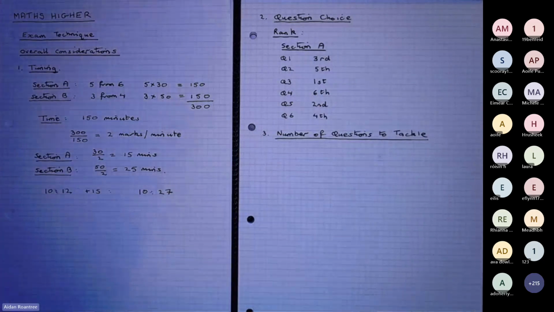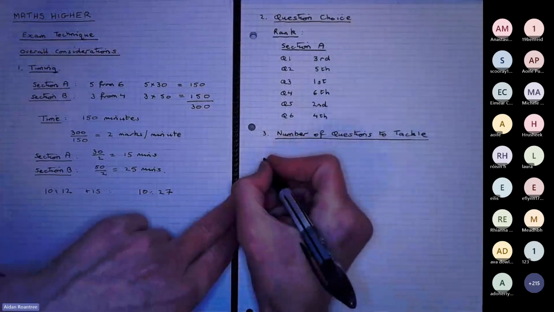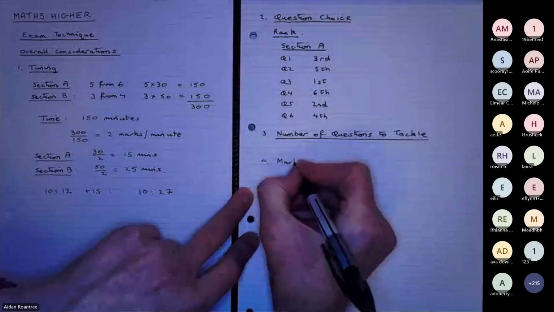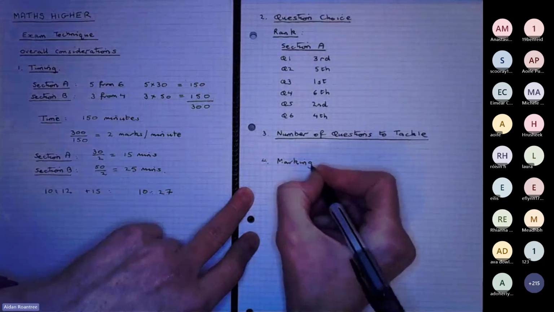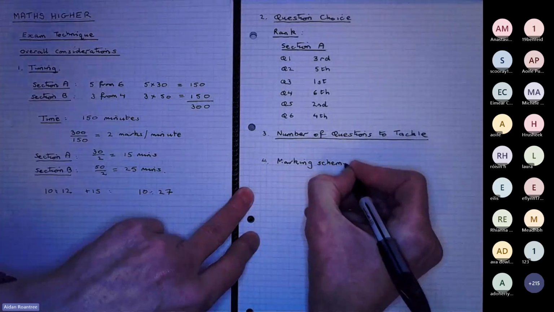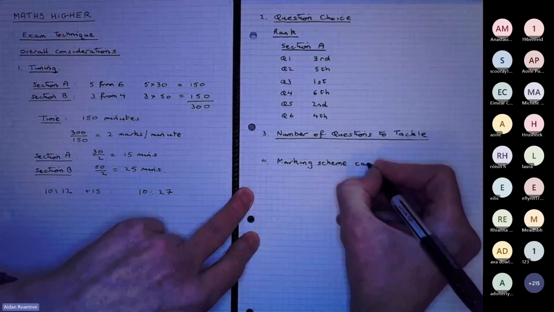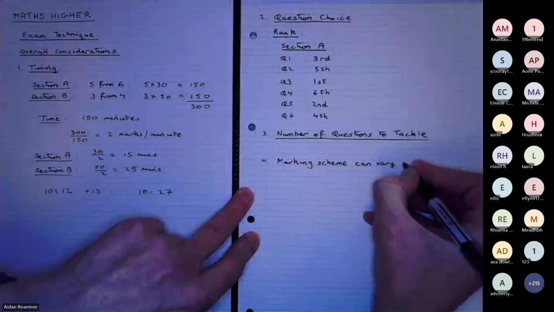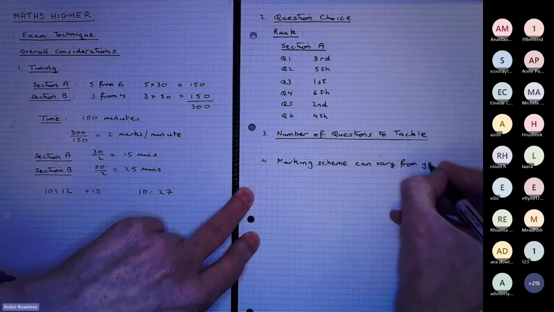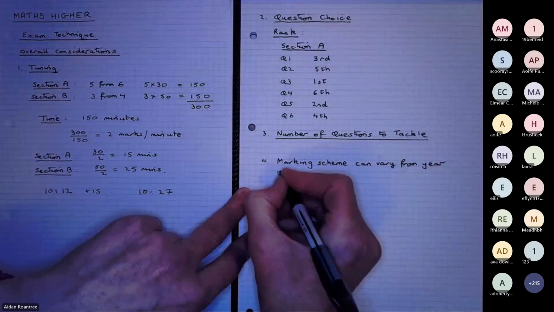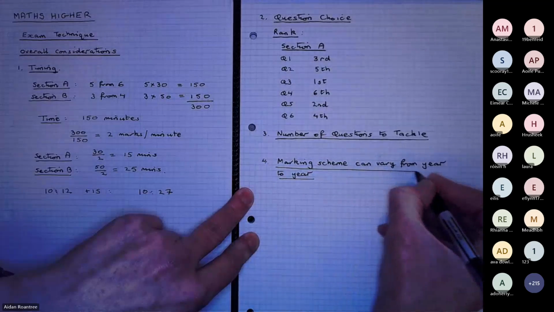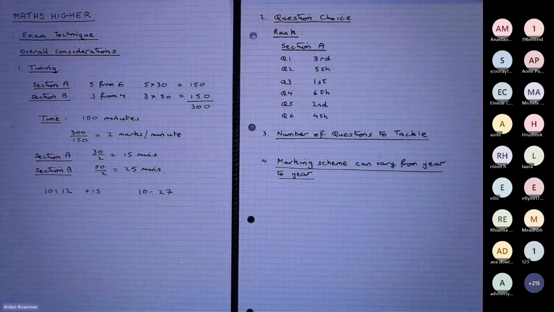Now, the next thing I want to talk about, number 4, is the marking scheme. Many people are very focused on the marking scheme, and it can vary from year to year. I'm just going to say a few things about this.